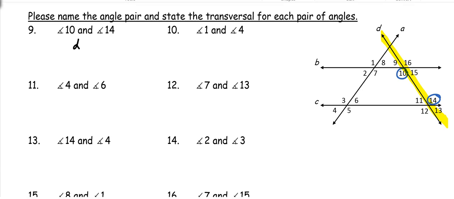And now I want to look at those angles. If I look at those angles, I'm really looking at line B and line C. Well, those angles are between the lines, so they have to be interior, and they're on opposite sides of the transversal. So these angles are alternate interior angles.